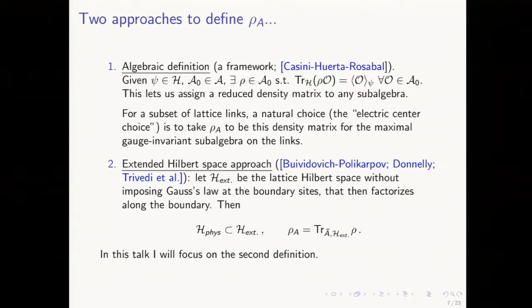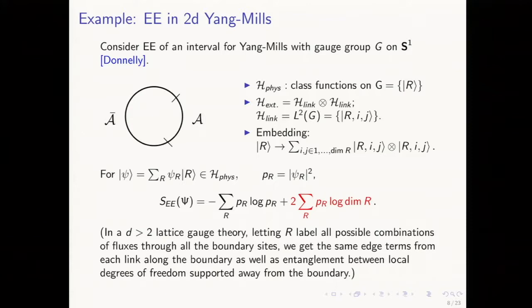Okay, so let me start by doing my favorite example. We can look at the simplest possible example of a lattice, which is just two links and two sites. This is also known as the problem of computing entanglement entropy across an interval for Yang-Mills theory on an S1, which was worked out in a nice paper by Donnelly. So 2D Yang-Mills is a completely solved theory. So we know everything about it.